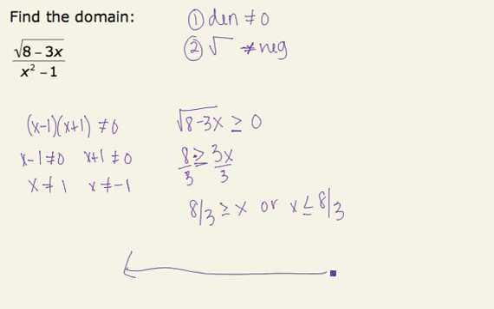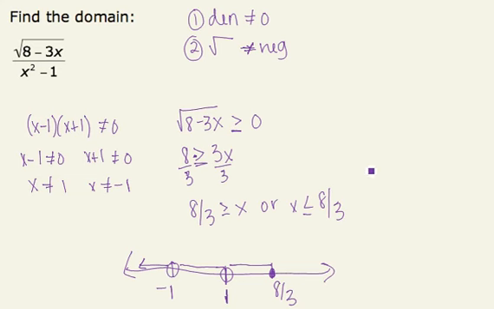I'm going to look at a number line quickly. Here's negative 1, 1. Those are from previous, the denominator. And 8/3 is bigger than 1. Now, x can equal 8/3, not 1 or negative 1, and x has to be less than that.